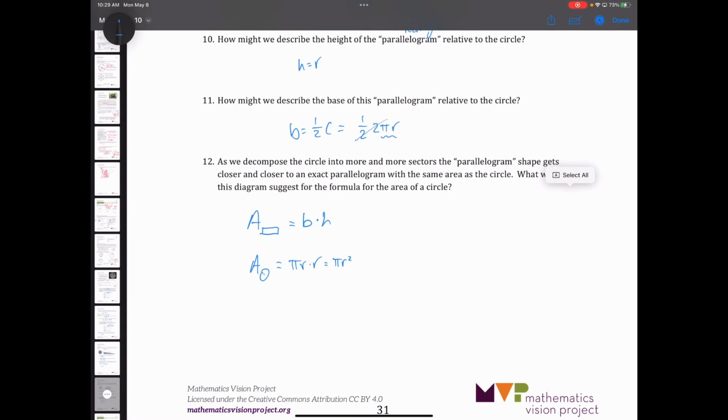So we get the area of this circle that has been broken down into a whole bunch of small sectors as the area of a rectangle that we have built from those sectors, and that again is pi r squared.